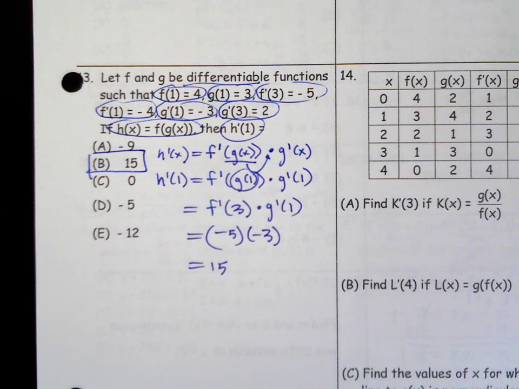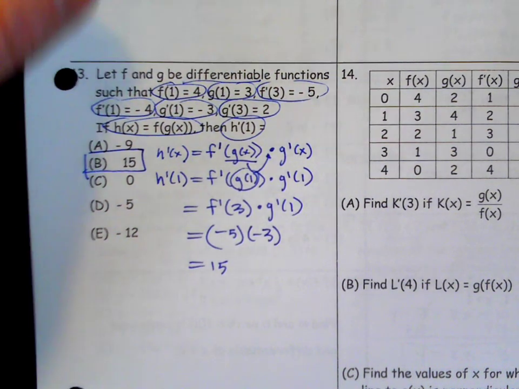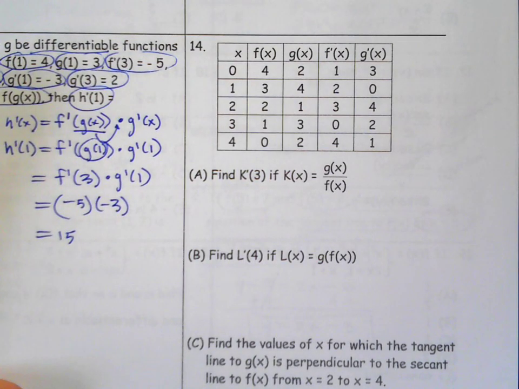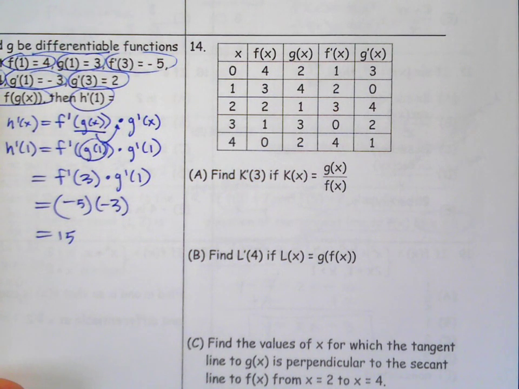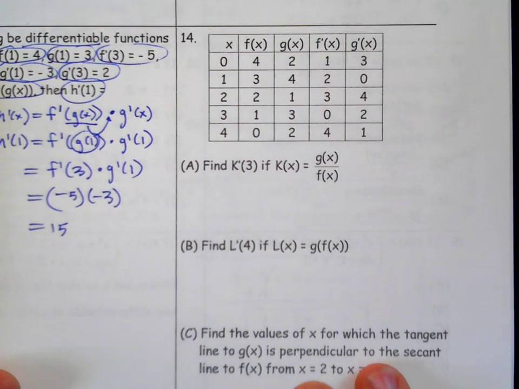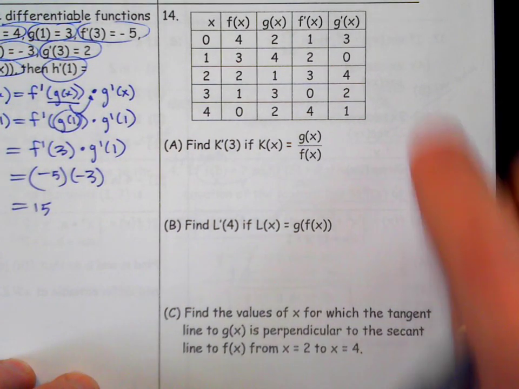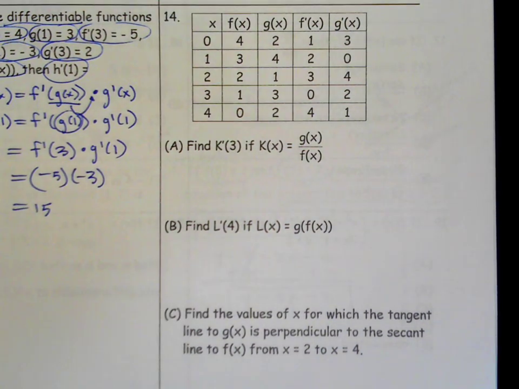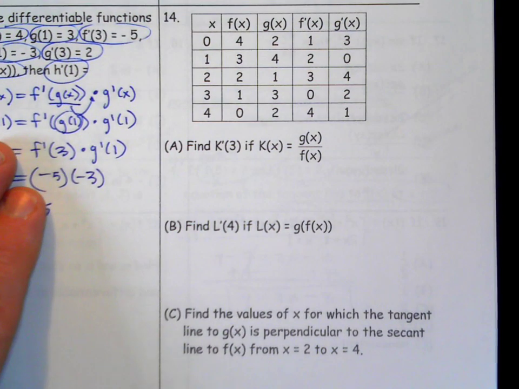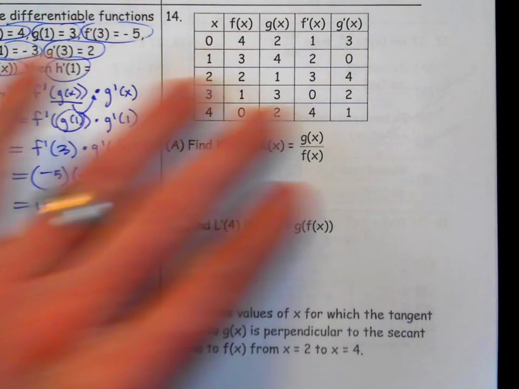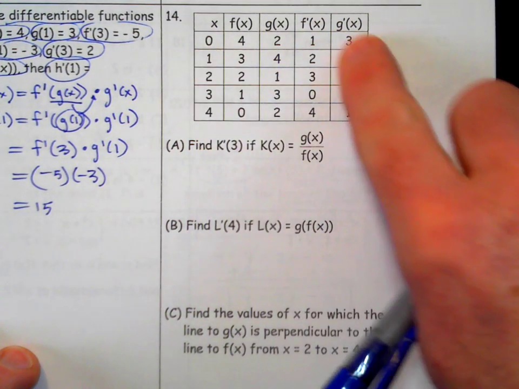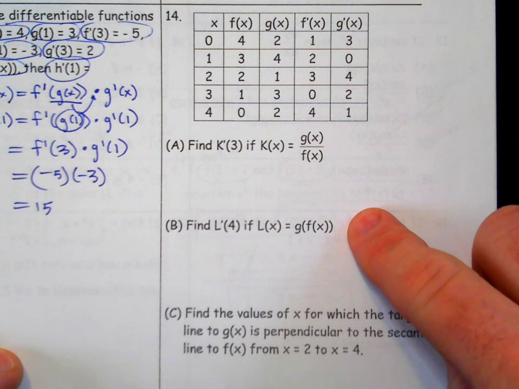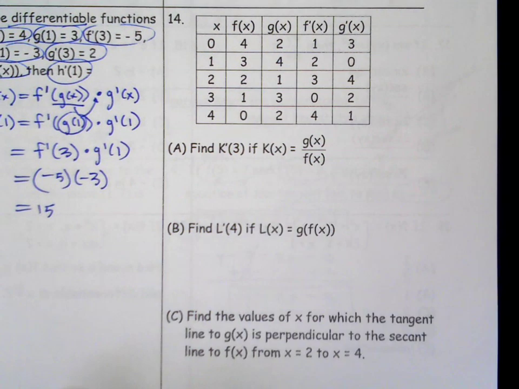I want you guys to try 14 now. Maybe 14 part A. Do 14 part A. This is called a function table, and these are pretty popular on the AP test. This is a way of pretty much doing what we just did on the last problem, 13, but giving you all the values in the table. So this is just a way to organize all the values you're working with. Try 14A right now.